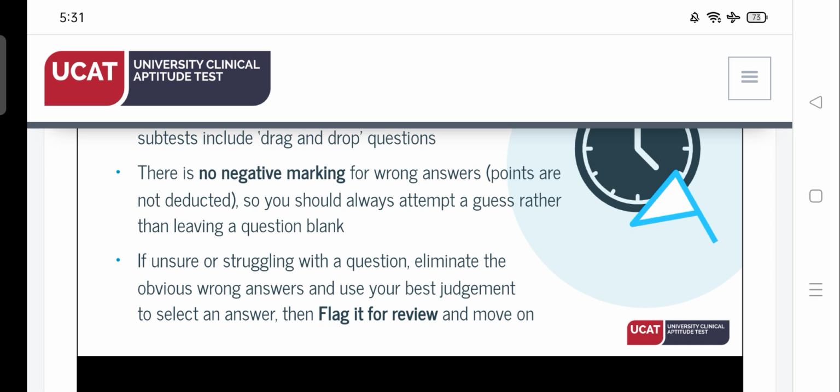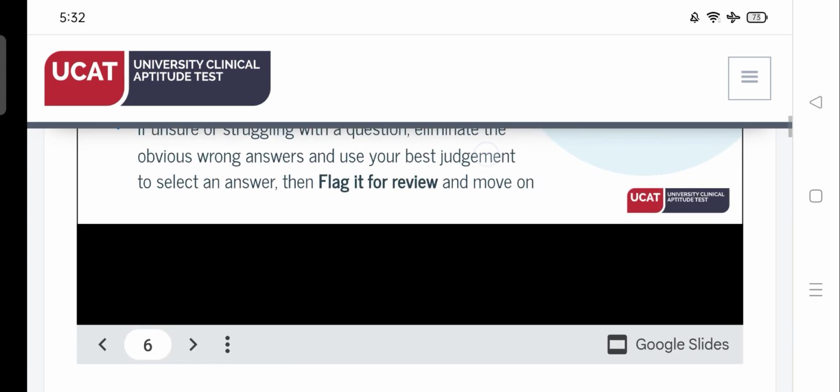If unsure or struggling with a question, eliminate the obvious wrong answer and use your best judgment to select an answer, then flag it for review and move on. If you are unsure about any question, you don't know the answer, then you can leave it for review. Just click the flag for review option and then you can move on. You can recheck it at the last.